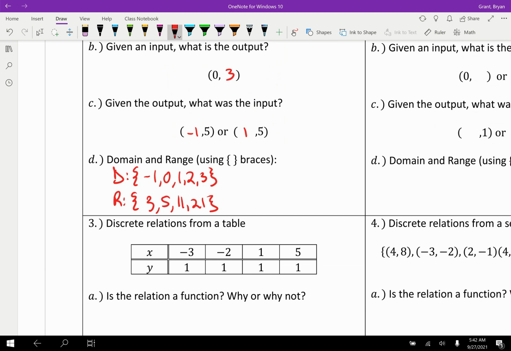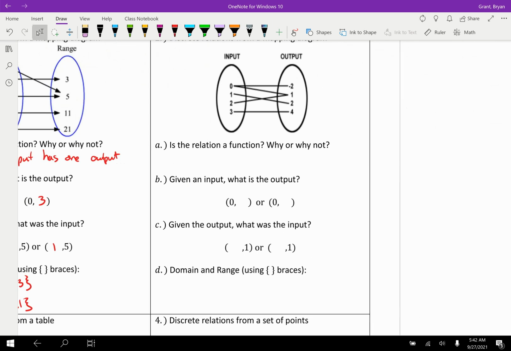Nice. Second one. See, these really are not bad. Function or not a function? Nope. What are the ones that break it? I think the only one that breaks it here is 0, right? 0 maps to both negative 2, but also to 1. Everything else, 1 only goes to one spot, 2 only goes to 1, 3 only goes to 1.